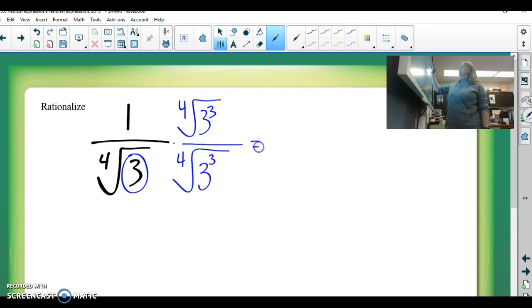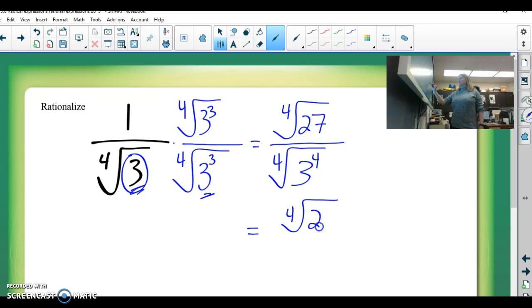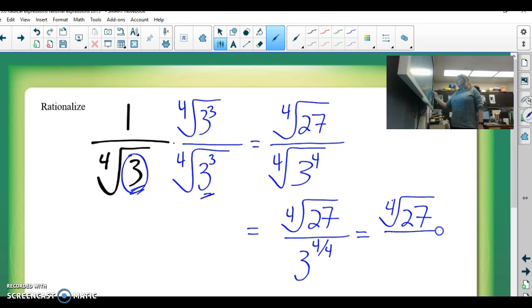watch what happens here. The top is 3 to the third, which is 27. So I can write the fourth root of 27, and then on the bottom I'm going to end up with the fourth root of 3 times 3 cubed, which is 3 to the fourth, and hopefully you're starting to see that that's actually going to be 3 to the 4 over 4, which is just 3. So I have a fourth root of 27, and in the denominator I have 3 to the 4 over 4, writing it as an exponent instead of a radical, and we end up with the fourth root of 27 over 3, and that is simplified.